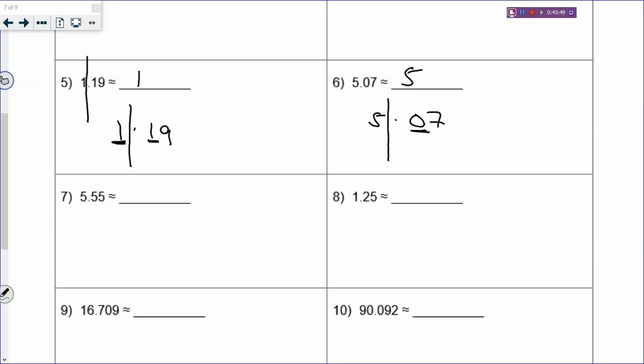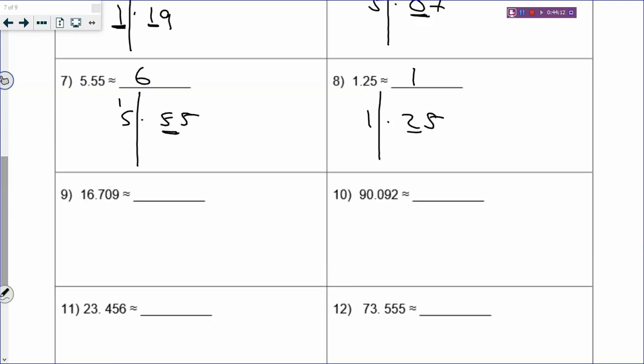Alright, some more examples. Now, how about 5.55? You look at this digit. Is it 5 and bigger? Yes, so add 1. That's how you get 6. Alright, and then 1.25. Same thing, draw a line to show the whole number. Is this 5 and bigger? No, so don't add 1. So the nearest whole number is 1. So once you catch it, it becomes very fast already.